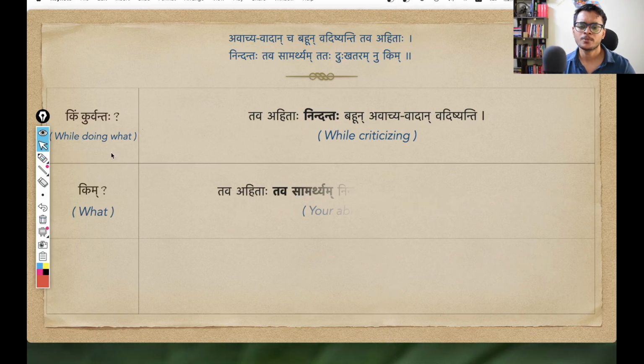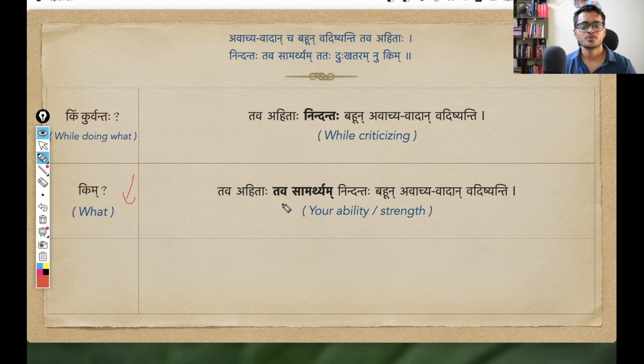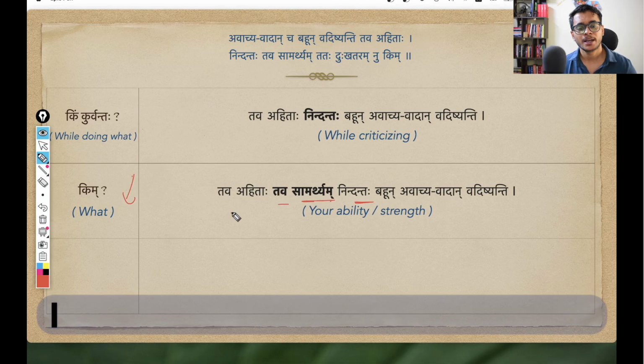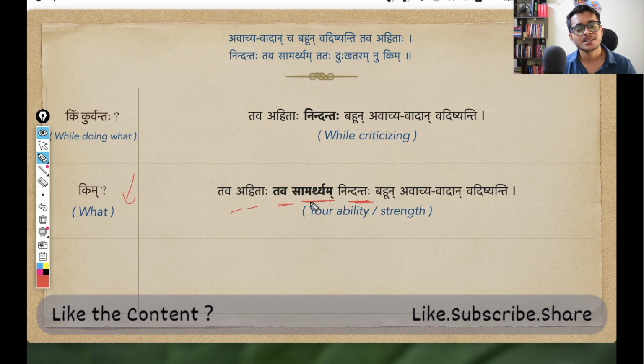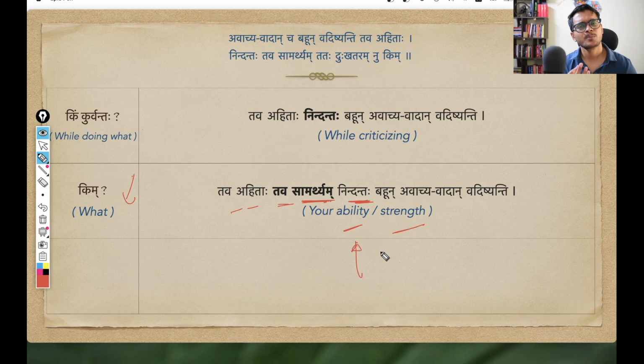Now if we move on, the immediate question will be, Kim Nindantaha? And the response is, Tava Samarthyam Nindantaha. That your enemies, while criticizing your Samarthya. And Samarthya again is a very common word. Samarthya simply means the ability or the strength, the power. Actually, the most apt meaning Samarthya gives is the ability to do something. So what Krishna is saying is that your enemies, while criticizing your ability, will speak many derogatory words. And again, why will they criticize his ability? Because they will see his decision of not fighting the war as an act of cowardice. So they are going to question his strength, his ability to even fight the war. Okay, so that is what Krishna is telling Arjuna.